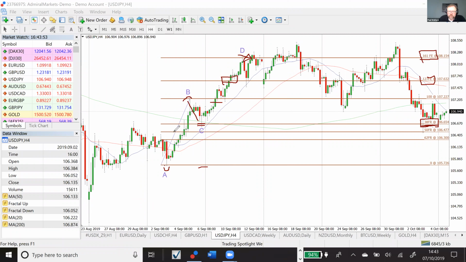Okay, so we've just gone from A to B to C to D. Just as I said, that pattern happens all the time. It's a very simple, easy, quite mechanical trade for you to do.